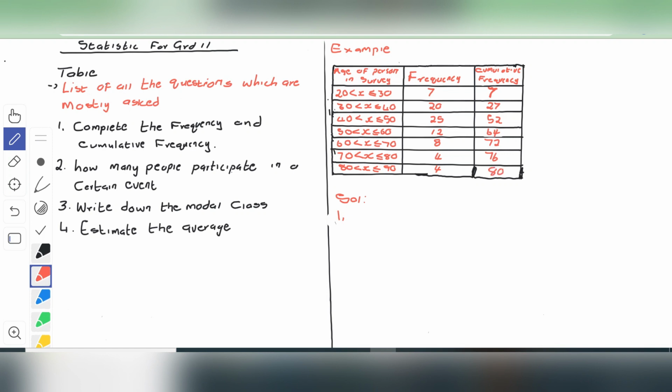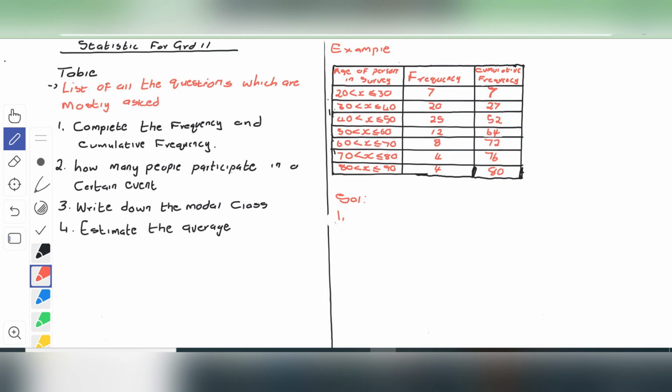So how do we calculate the cumulative frequency? It's simple, guys. You check the first frequency that you are given. If it's 7, you write it down. Remember that this frequency represents the number of people which participate in a certain event. So you write it down. We have 7 people here. That's why we wrote the cumulative frequency as 7.